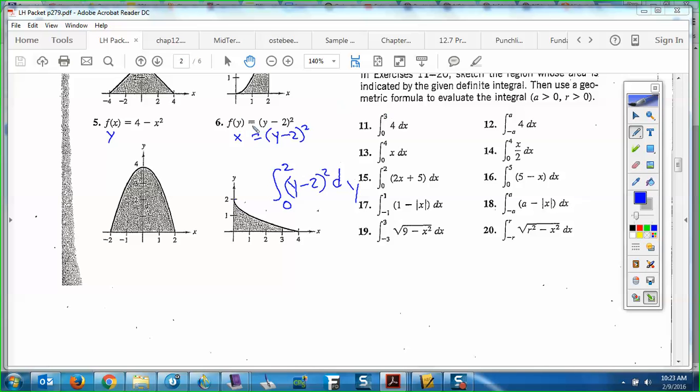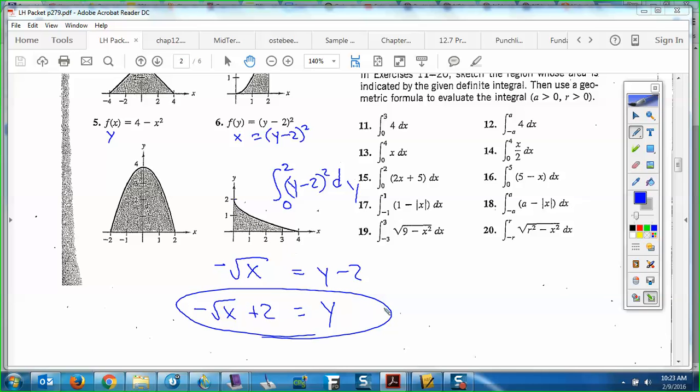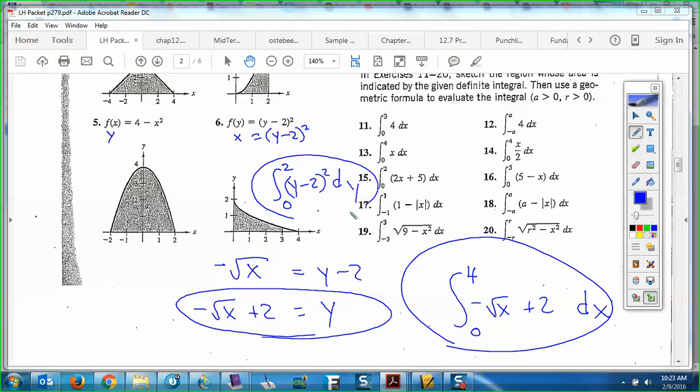Now, we could actually solve this for y. We could square root both sides. Since it's only the right half of that, that would be the negative of that. So if we square root the x, the negative square root of x would equal y minus 2, and then we could add 2 to that, so that'd be negative root x plus 2. So actually that is another name for that graph, and that would be the integral of that, and then dx, from 0 to 4, because now we're talking about the x. And this integral is the same as that integral.